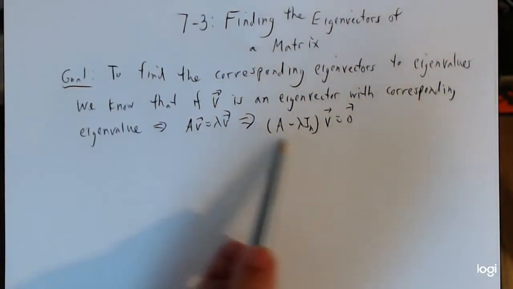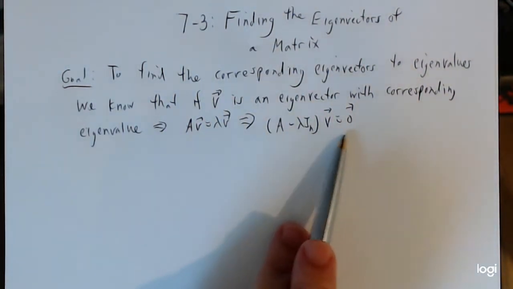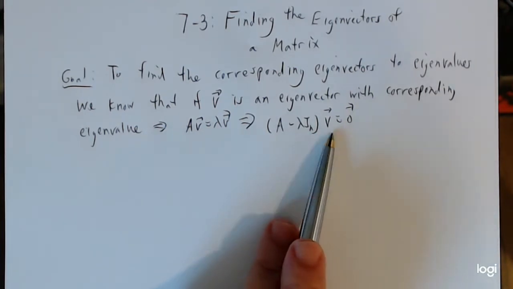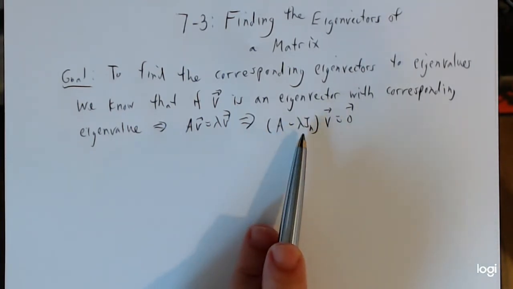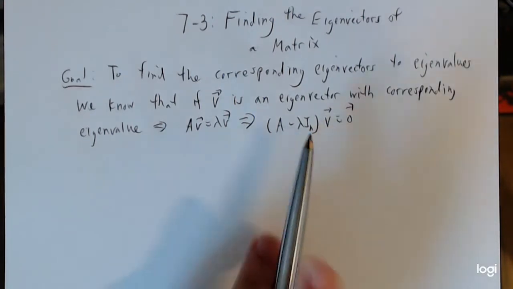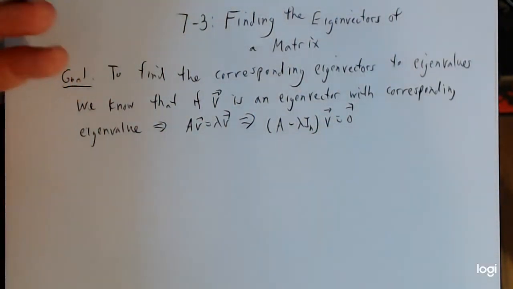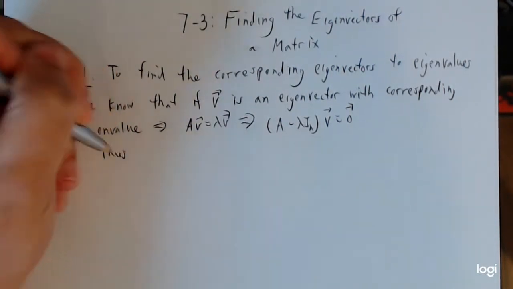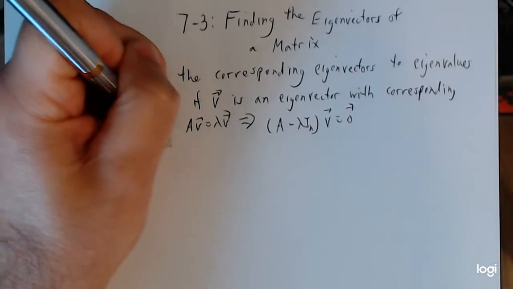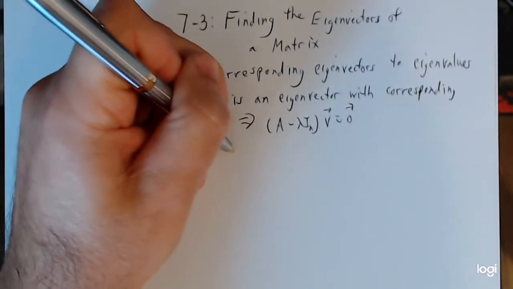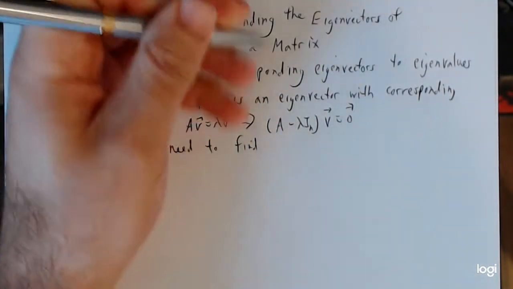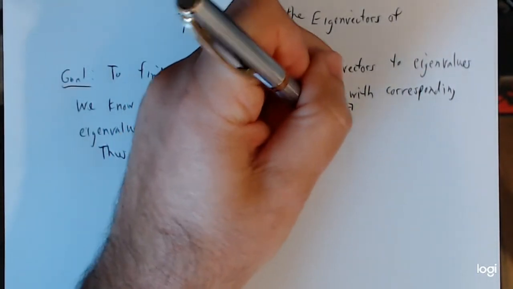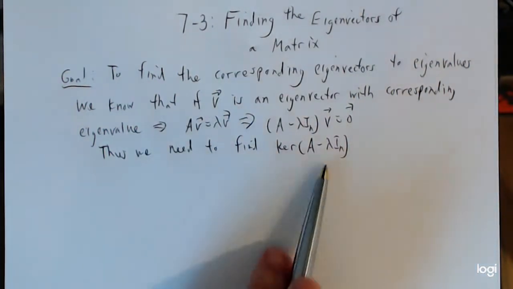So what do we notice? If V is an eigenvector, then this is true. So what does that mean about V? V is in the kernel of A minus lambda times I sub n. So in other words, to find the eigenvectors we're looking for in this section, we need to find the kernel of A minus lambda times I sub n, and that's what we're going after.